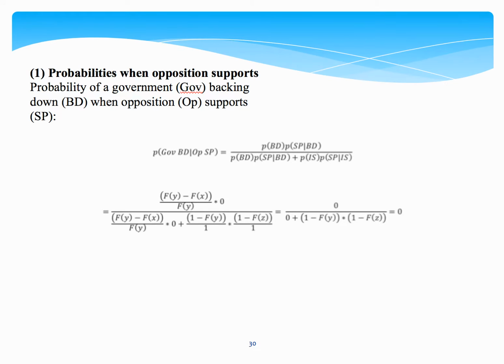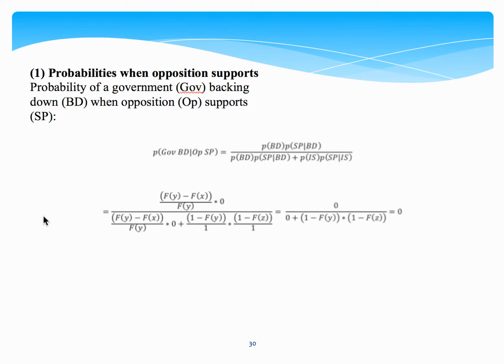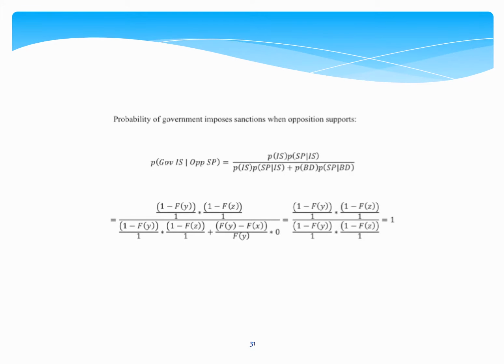Now we need to look at two things: when opposition supports and when opposition does not support. So if the opposition supports, the probability of government backing down, given that opposition supports, is the probability that we get from the Bayesian probability formula. And after we plug the values from our CDF table here, we get this result. So government backing down given opposition supports is 0. This tells us that as long as the opposition supports, the government never backs down. And here we see that the probability of government imposing sanctions given opposition supports is 1.